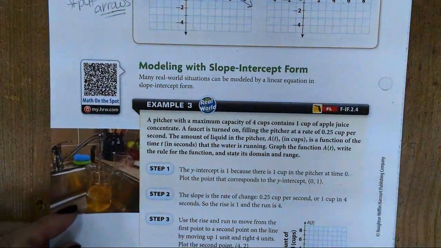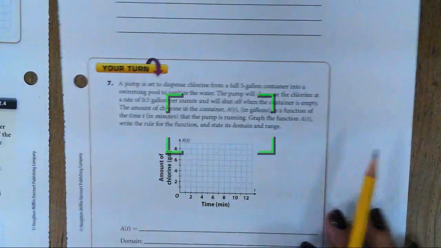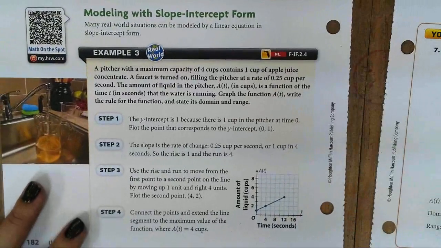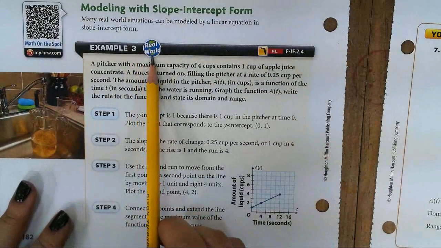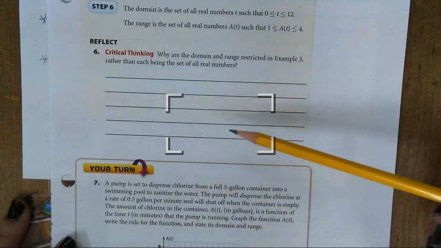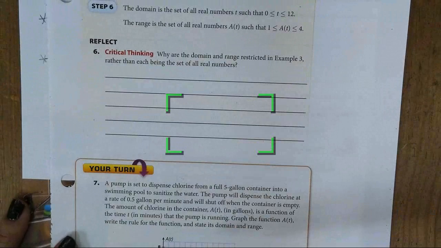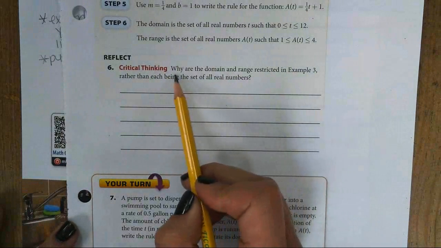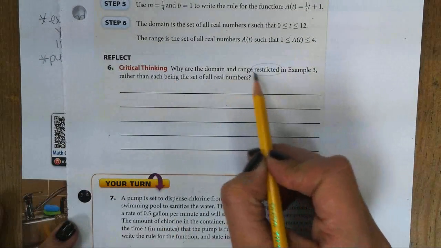Now over here, you guys are going to read this example on your own. It's just applying exactly what we've just done, only using a real world type of question. So I want you guys to do that on your own. Try answering this reflect question on your own as well as the your turn question. Notice here it's saying, why is the domain and range restricted?